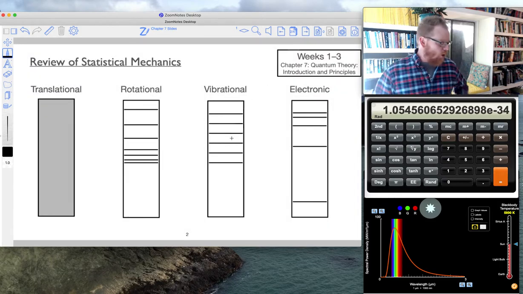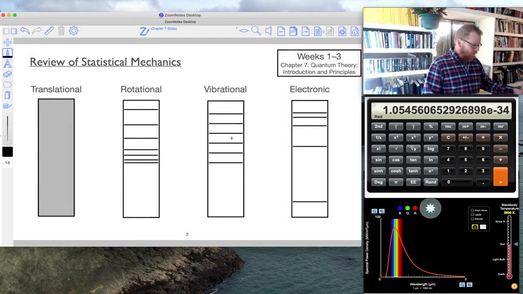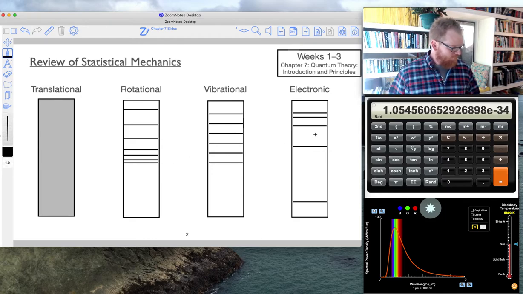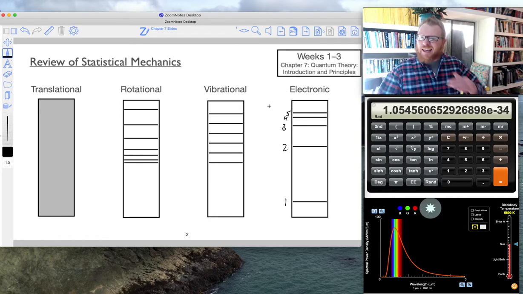So moving on. Just a quick flash review of StatMech. We recall that these are our four molecular modes of motion: the translational, the rotational, the vibrational, and the electronic. We recall that the energy levels of the electronic, let's say this is energy level 1, 2, 3, 4, 5, etc., get closer together as we go higher up. We're going to prove that mathematically.